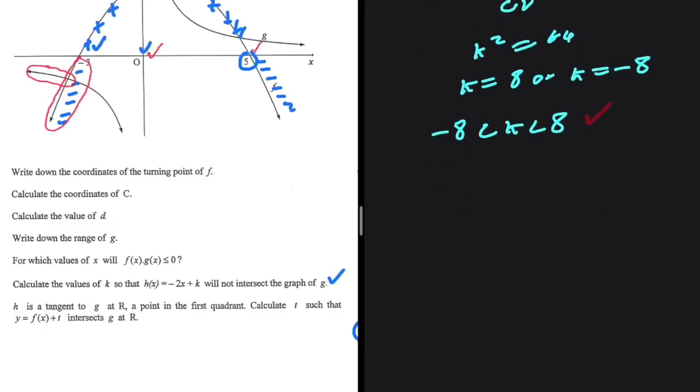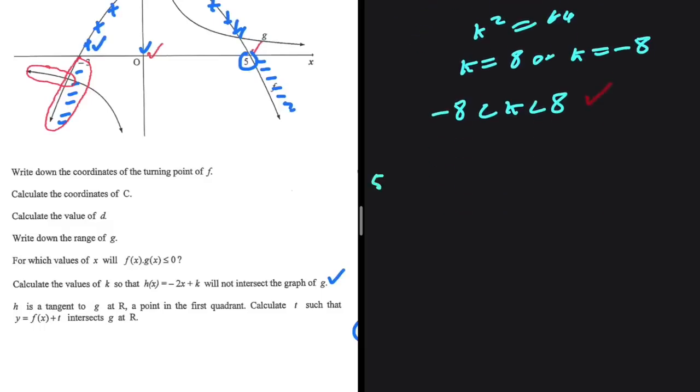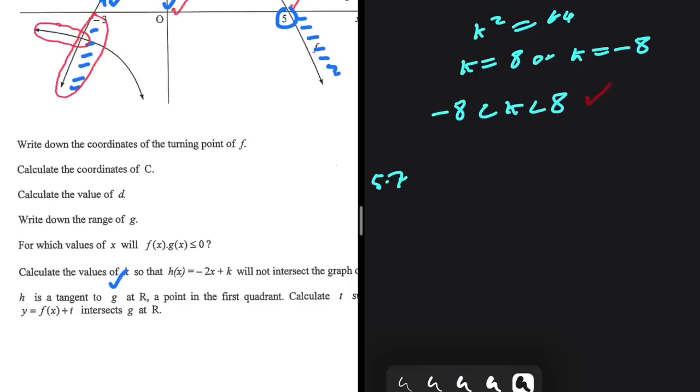Let's do the last one. Let's do 5.7. So in 5.7, h is a tangent to g at r, a point in the first quadrant. Calculate t such that y is equal to f of x plus t intersects g at r.